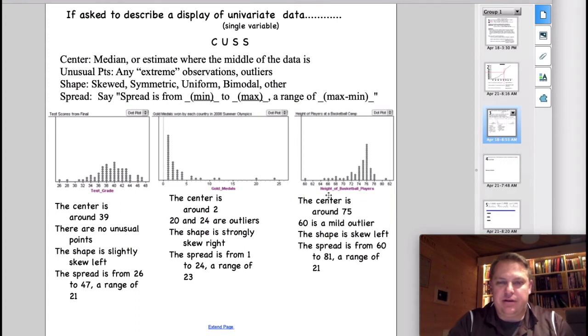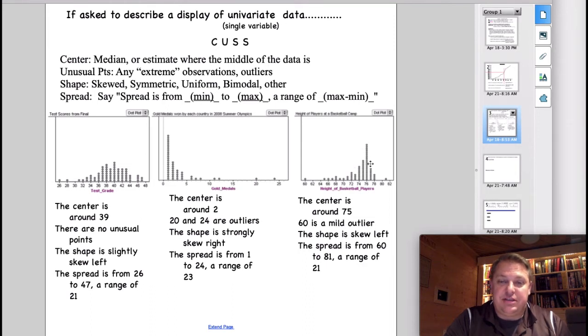And then the last one here, the center for this one I said is around 75. Because it's skew left, the center is probably not at the peak. It's probably a little bit to the left. 60, I said, was a mild outlier. 81, there's a little bit of a gap here, but not so much that I would say it's an outlier. Shape is definitely skew left.